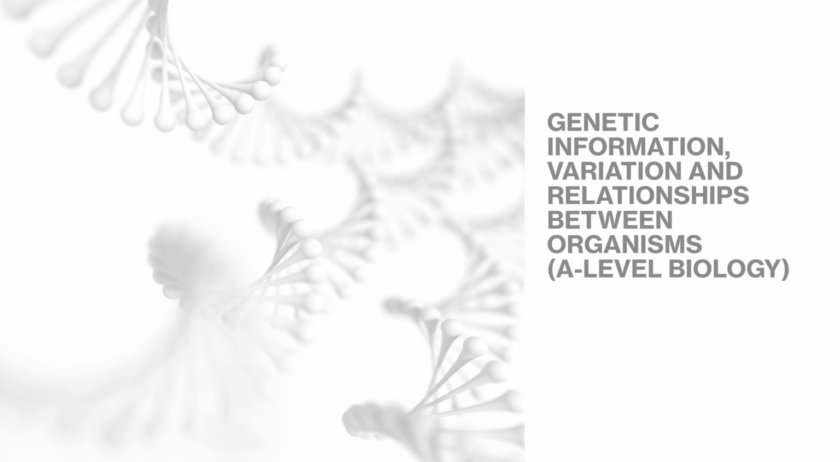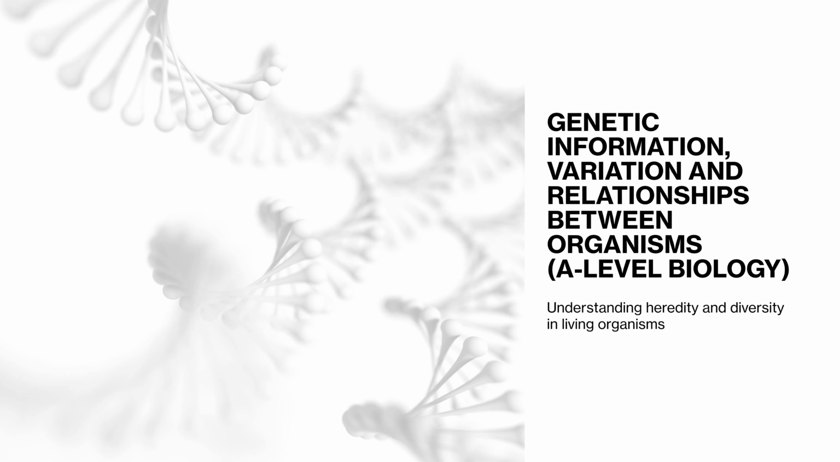Welcome to this presentation on genetic information, variation, and relationship. Living organisms store genetic information in their DNA. This information controls characteristics and is passed from parents to offspring. In this topic, we will explore DNA, genes, variation, inheritance, and how scientists use genetic information to study relationships between organisms.